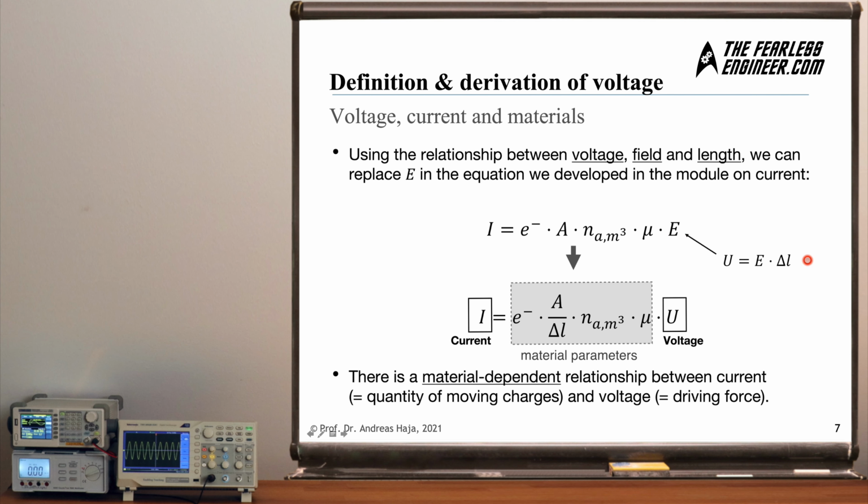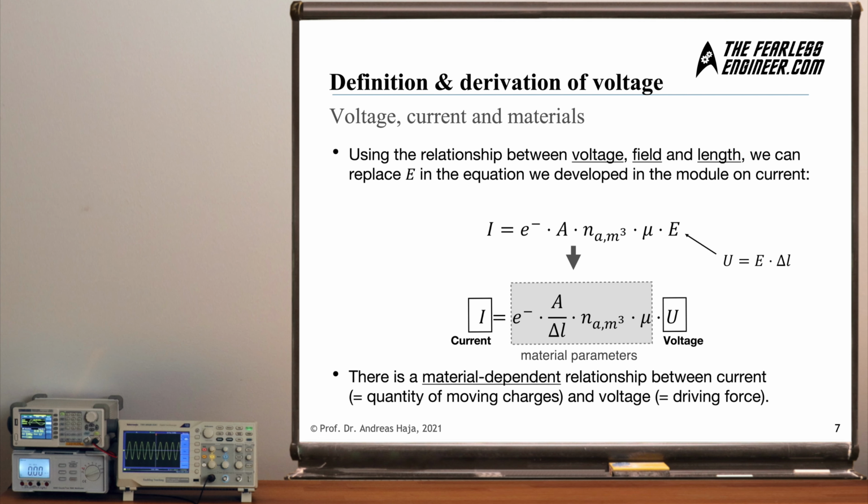And we can now take our new relationship, which relates the voltage on the left side and these two parameters on the right side, and substitute it into the electric field and then arrive at this definition here, which collects all the material parameters and then gives us a relationship between current and voltage and also the material through which the charges move in this gray box here. So we can say that there's a material-dependent relationship between current, which is the quantity of moving charges, and the voltage, which is the driving force behind these charges.